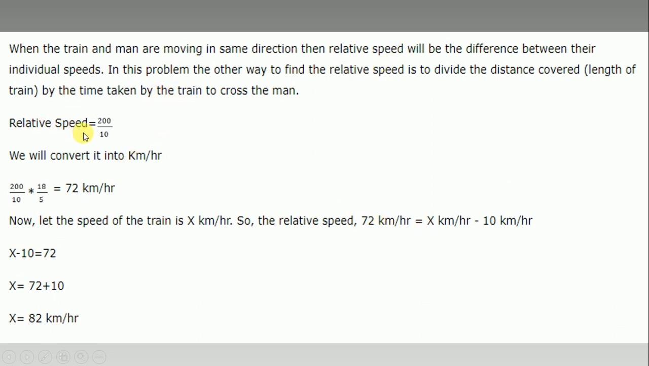Relative speed is equal to 200 by 10. Now we will convert it into kilometer per hour. For that we just have to multiply by 18 by 5, which is equal to 72 kilometer per hour. Now let the speed of the train be x kilometer per hour. So the relative speed will be 72 kilometer per hour is equal to x minus 10. So x minus 10 is equal to 72, so x will be 72 plus 10, x is equal to 82 kilometer per hour. So your answer will be 82 kilometer per hour.